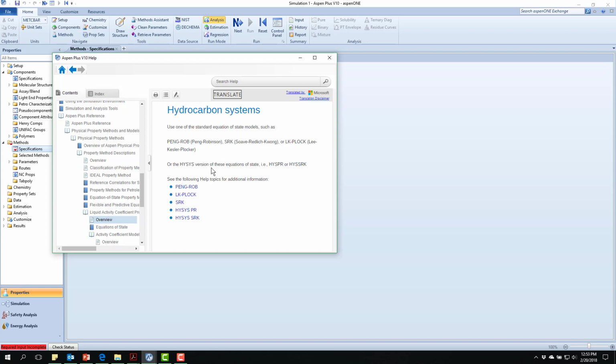And so for hydrocarbon systems, it recommends that I use one of these standard equations of state, Peng-Robinson, Lee-Kesler-Plocker, Soave-Redlich-Kwong, or the ones that were written for HYSYS for Peng-Robinson and Soave-Redlich-Kwong. I will tell you that HYSYS was optimized for use with petroleum systems, and so if you have those, then these are probably good choices.